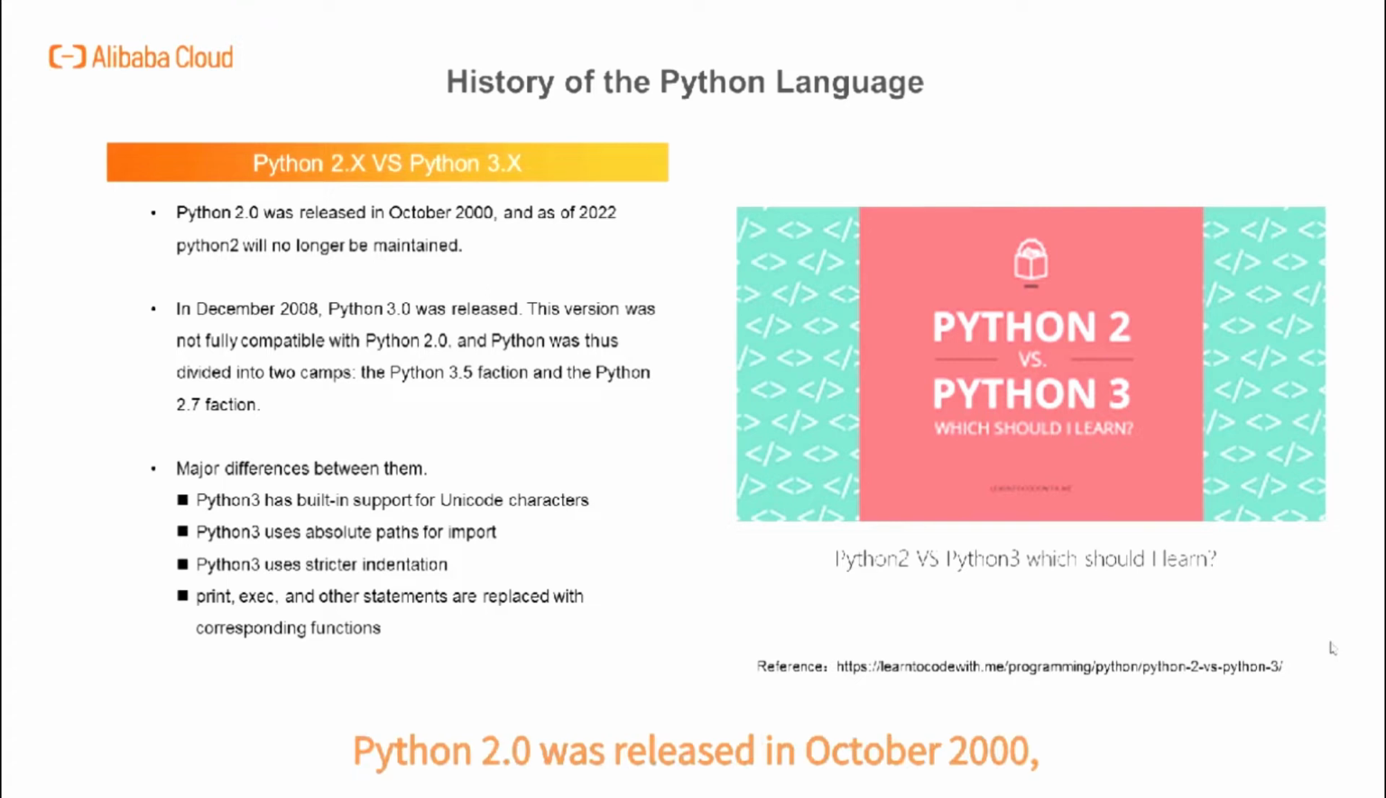Python 2 was released in October 2000, and it will no longer be maintained in 2022. In December 2008, Python 3 was released. This version was not fully compatible with the previous one, i.e. Python 2. Therefore, Python was divided into the Python 3.5 faction and the Python 2.7 faction, forming two camps. So what are the major differences between the two?